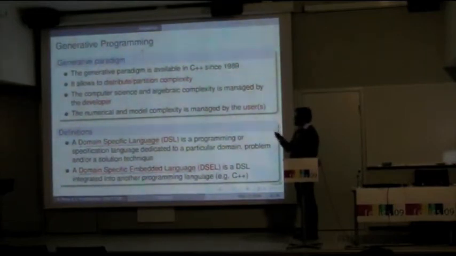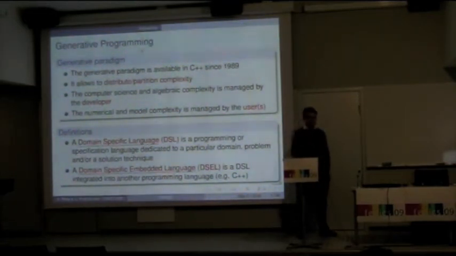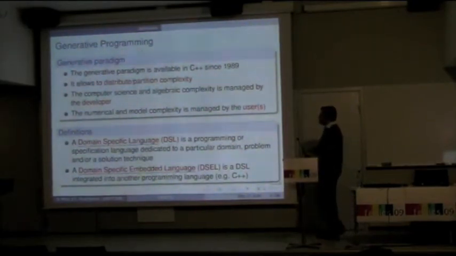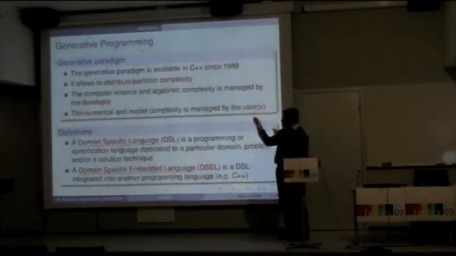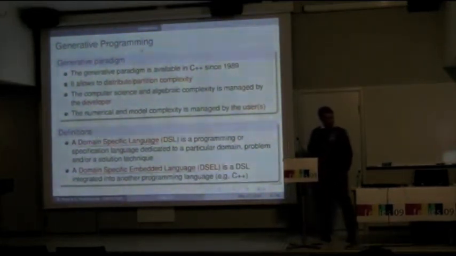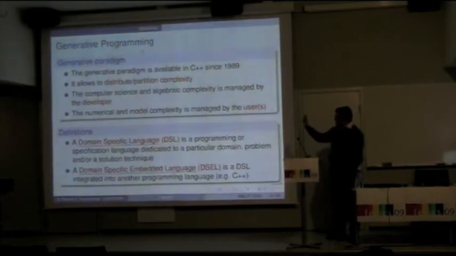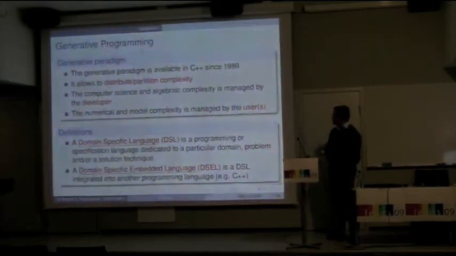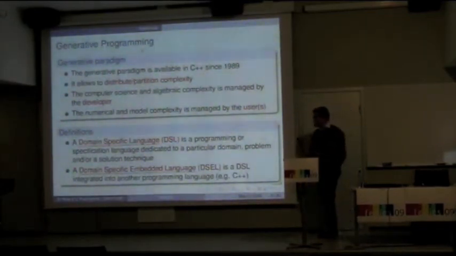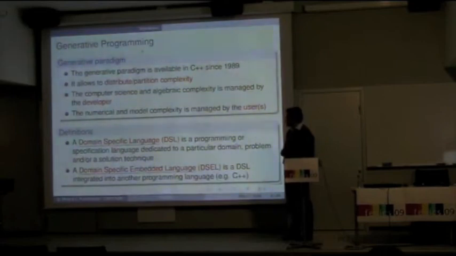One of the features is that it allows us to distribute complexity. On one side, you would have the computer scientist, the developer, who would deal with the computer science and the algebraic part. The developer would take care only of this part. And then the user would deal with the methodology, the method, and numerical complexity.